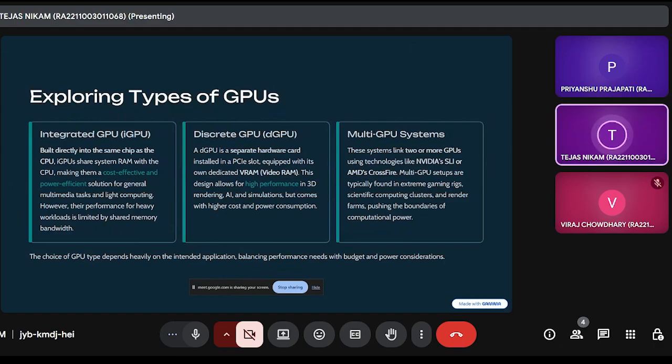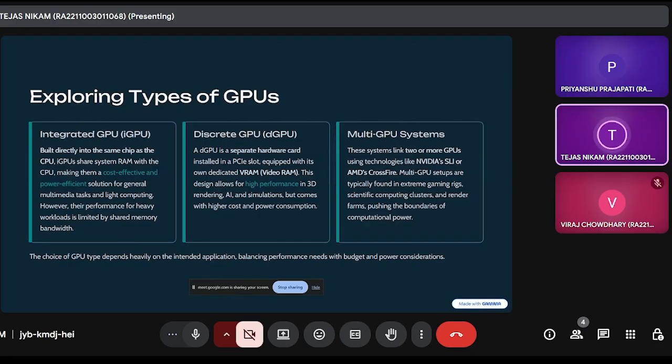Now next, let's talk about the discrete GPU or dGPU. A dGPU is a separate hardware card installed in a PCIe slot, equipped with its own dedicated VRAM or video RAM. This design allows for high performance in 3D rendering, AI, and simulations, but comes with higher cost and power consumption.